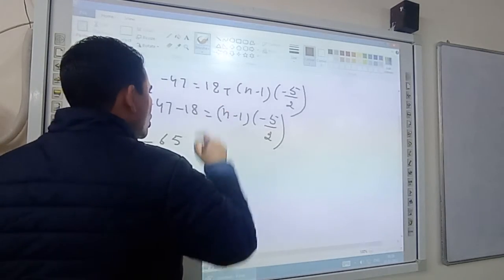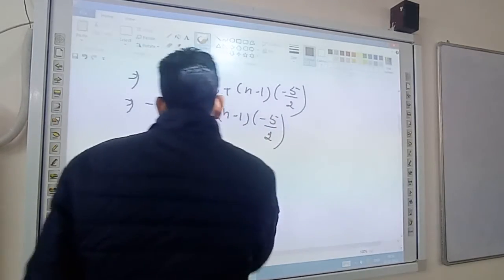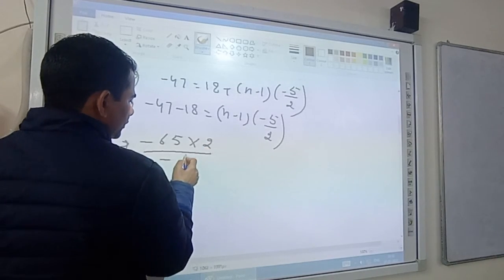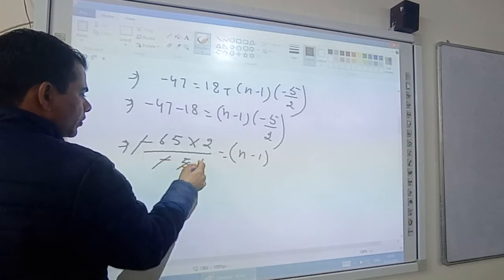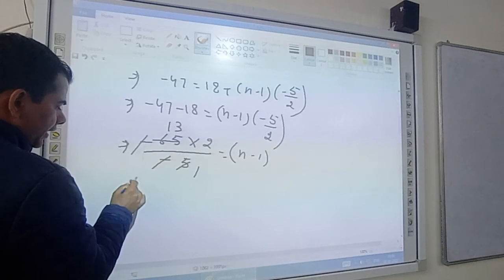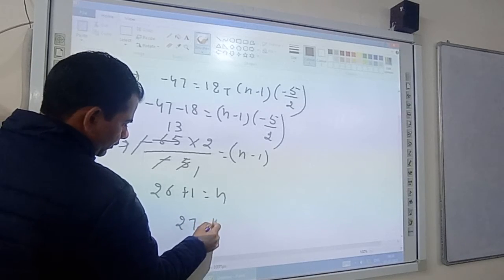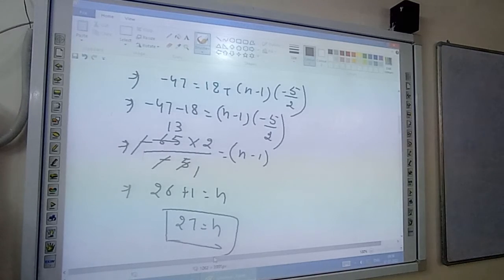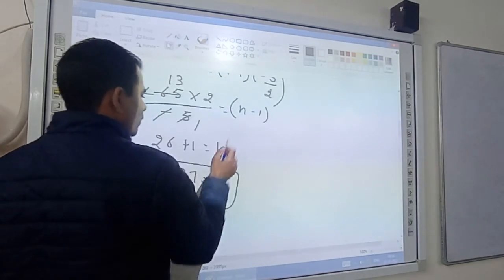Now we have to find out the value of n. Minus 65 is equal to n minus 1 multiplied by minus 5 by 2. It will be divided, and become reciprocal. N minus 1 cancels out. 5 to 13, 13 to the 26. 26 plus 1, and n is 27. Any doubt, any problem? This is the n, not h.